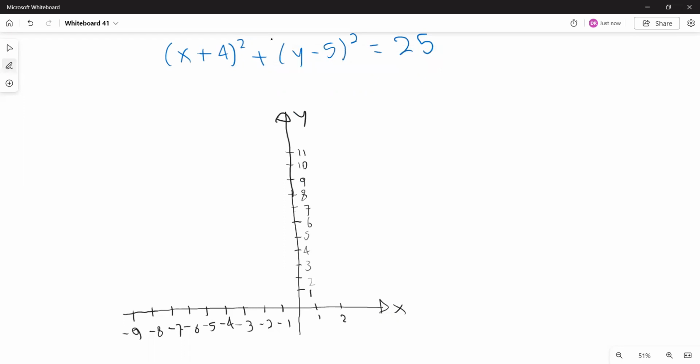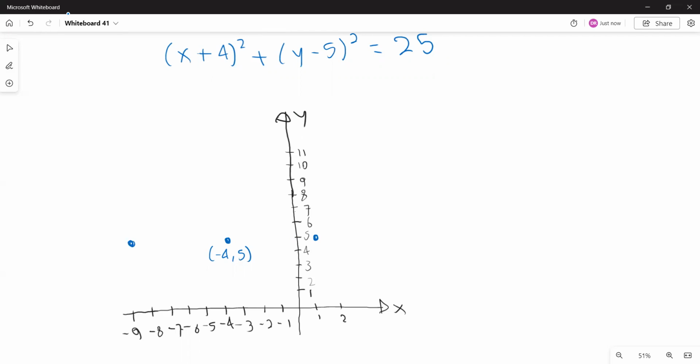Okay, so the center is -4, 5. This is the center. And the radius is 5. So the distance from the center to any point is going to be 5. So let's take 5 units to the right and 5 units to the left. So that's -4 plus 5 and -4 minus 5, that's -9.